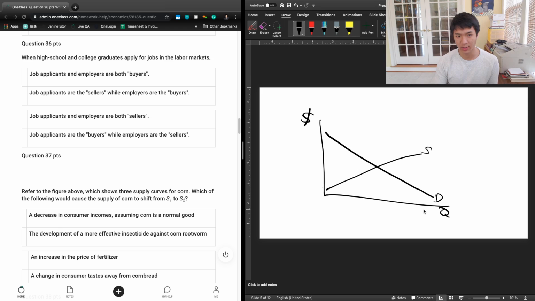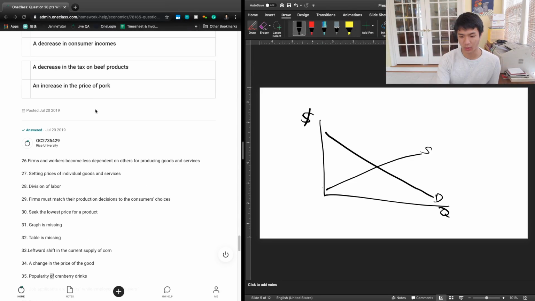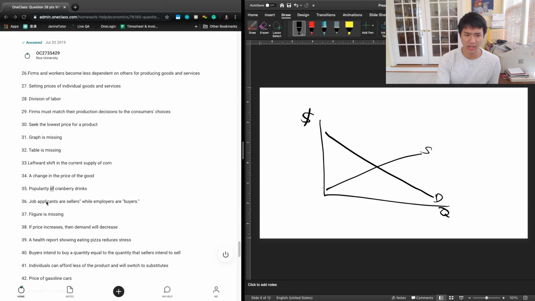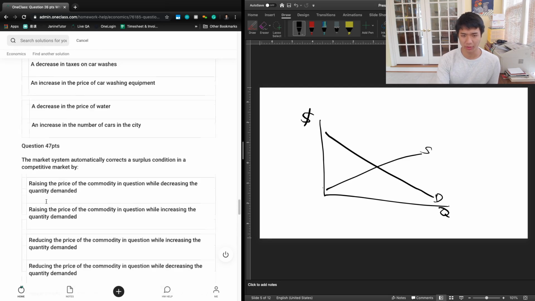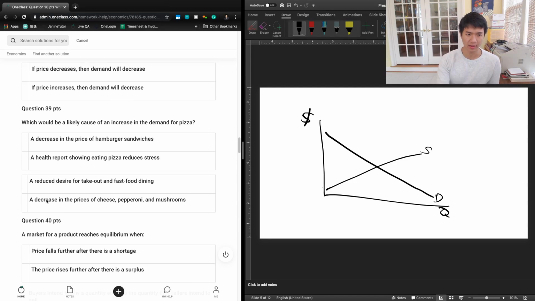So the correct answer here is actually B. When high school and college graduates apply for jobs in the labor markets, job applicants are the sellers while employers are the buyers. And that's going to be a relationship that you can either memorize or that you can also just reach by intuitively looking at the labor market graph. And so let's take a look at the previous tutor's answer for question 36. And they said, job applicants are sellers while employers are buyers. So we're in agreement there as well.